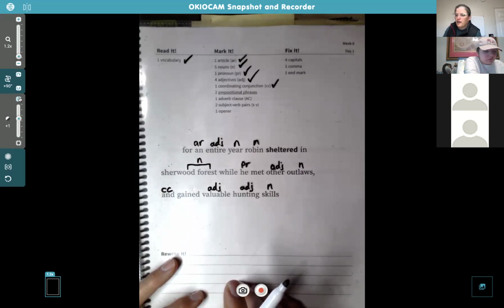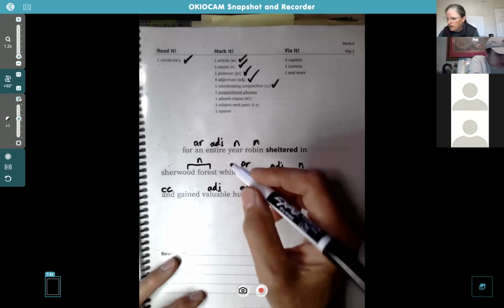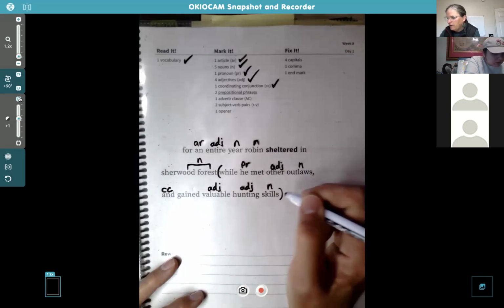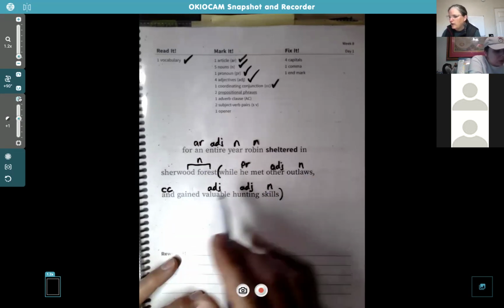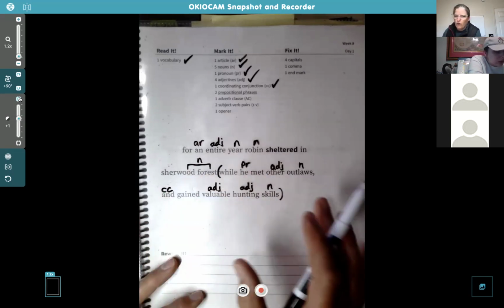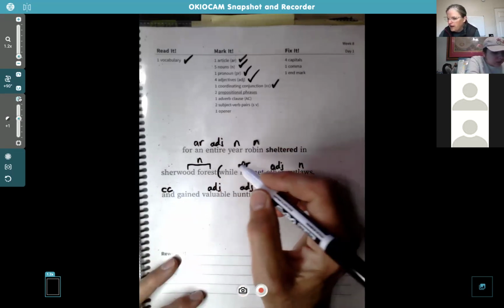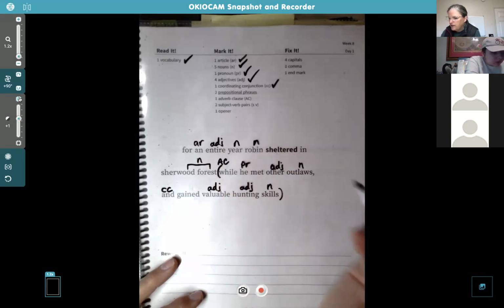Can you tell me where the adverb clause is? Where does it start? Starts on while, okay. Good. Where does it end? Skills. Good. You're right. All the way to the end because there's outlaws and gained. It's telling the whole adverb clause with and. Good job. So AC there.